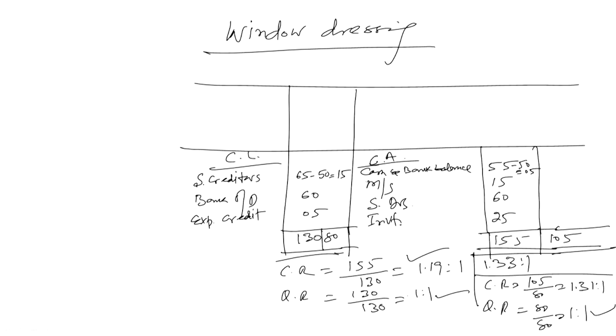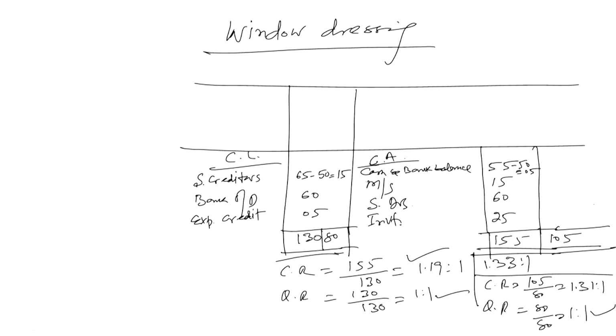Now, as a student of working capital management or a student of finance, you analyze this new balance sheet. Earlier, the current liabilities were 65, means sundry creditors were 65, bank overdraft was 60 and expense credit was 5. So, total was 130. But in this side, the cash position was quite strong. They had the cash and bank balance of 55, marketable securities, that is a backup liquidity, of 15, sundry debtors as 60 and inventory as 25.